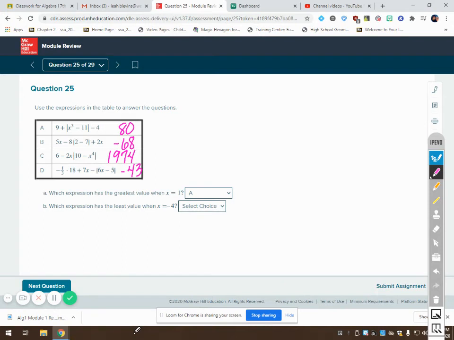Okay, so now it asks me which expression has the least value when x equals negative 4. So what is the least value? Well, that would be B. My correct answer is B.